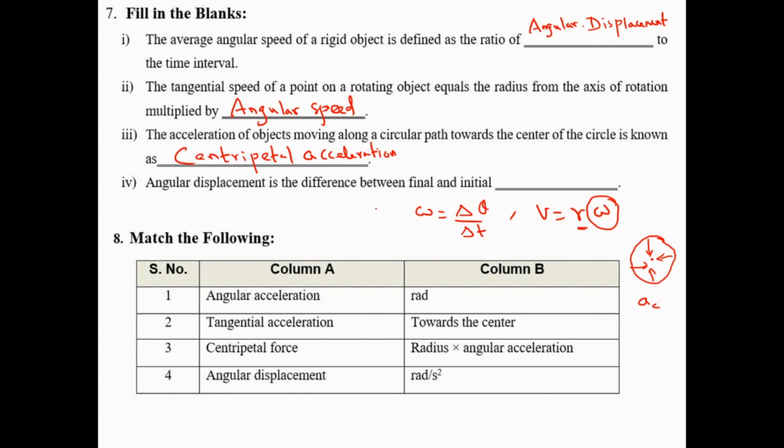The last question. The angular displacement is the difference between the final and initial. What's the formula for the angular displacement? Angular displacement delta theta equals theta final minus theta initial. Here theta 2 and theta 1 are the positions. So what is the answer here? The angular displacement is the difference between the final and the initial angular position. Clear?